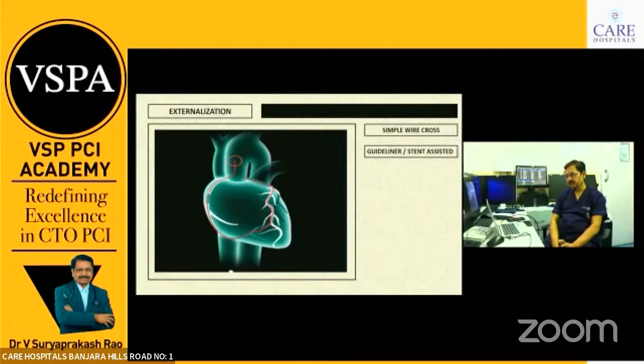On the same wire, you can navigate your balloons and stents, everything. You have to be careful handling this very delicate wire. But RG3 is an excellent wire for externalization. Once you get the guiding catheter, the support microcatheter into the antegrade guiding catheter.